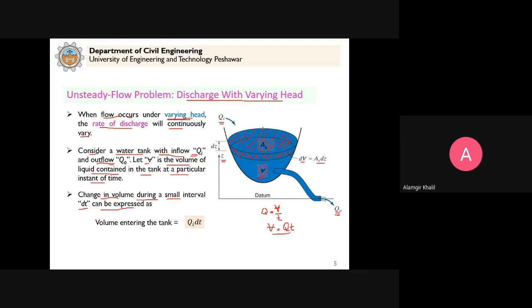So during a small interval dt, the volume entering the tank is qi into dt. Similarly, the volume leaving the tank will be equal to q naught times dt. Now the change in volume will be the difference of the two. So the change in volume will be equal to qi dt minus q naught dt. We are not saying that these are equal here. Whatever volume enters and whatever volume leaves, the difference will give us the change in volume.